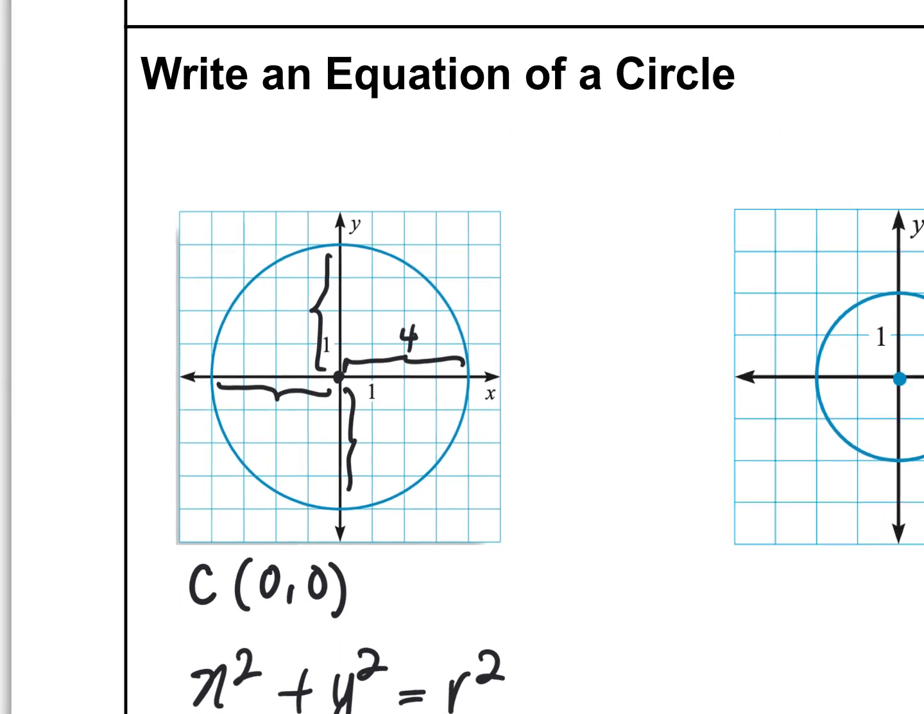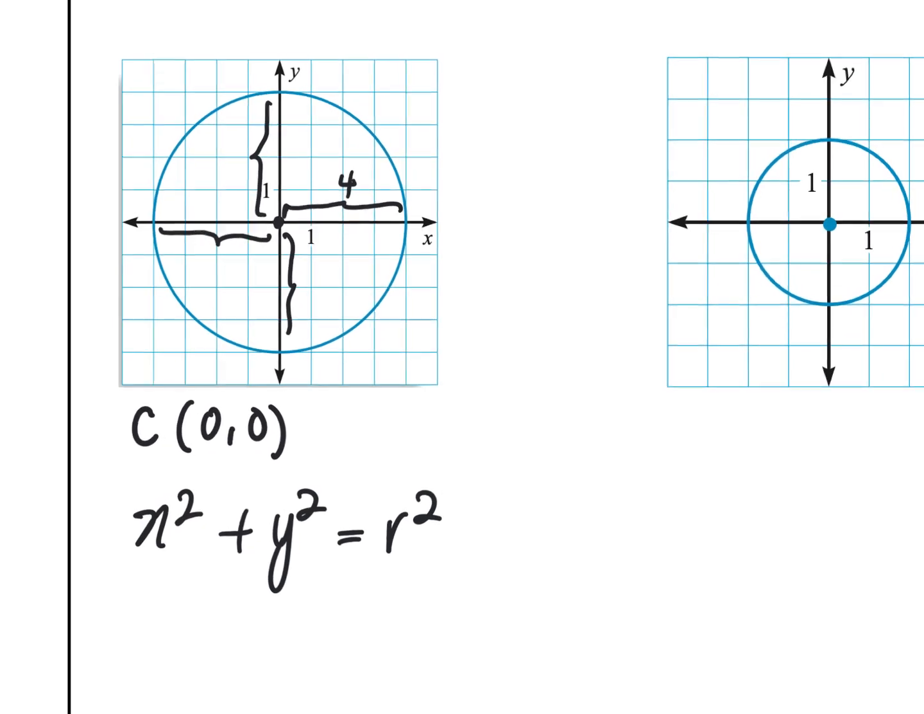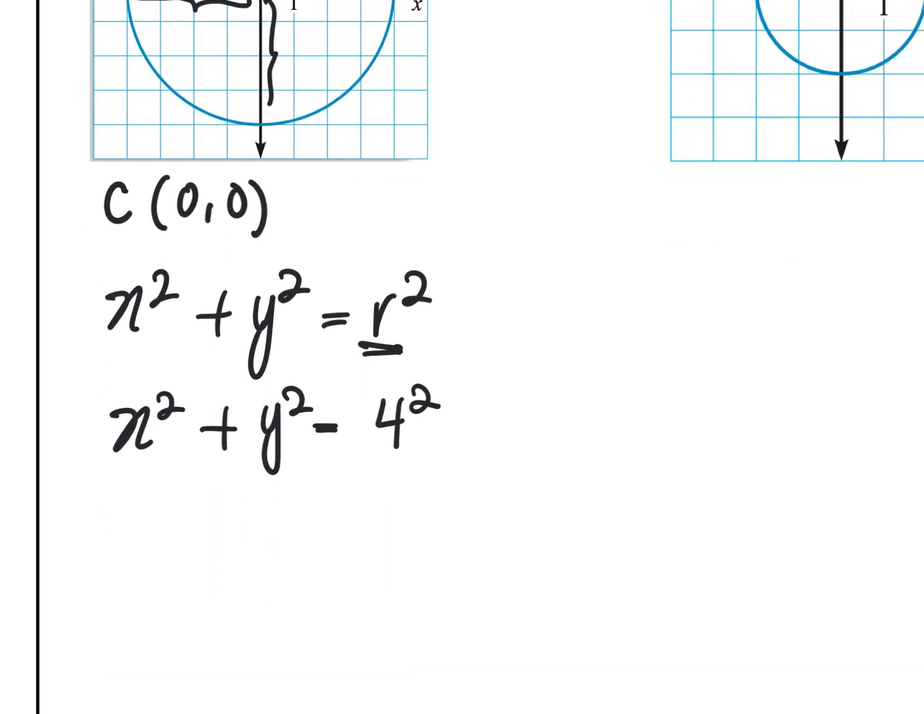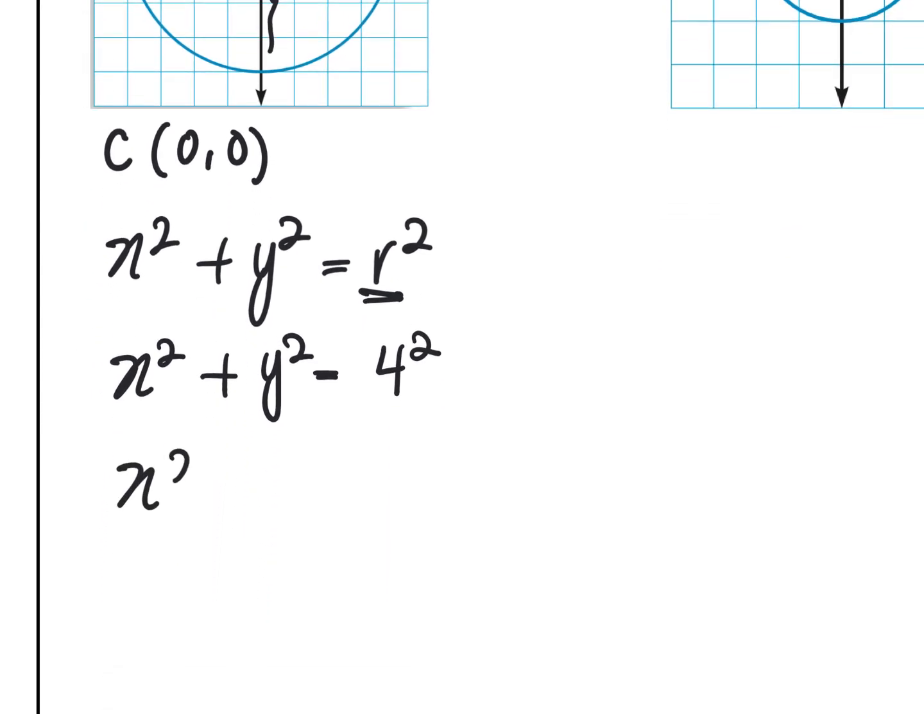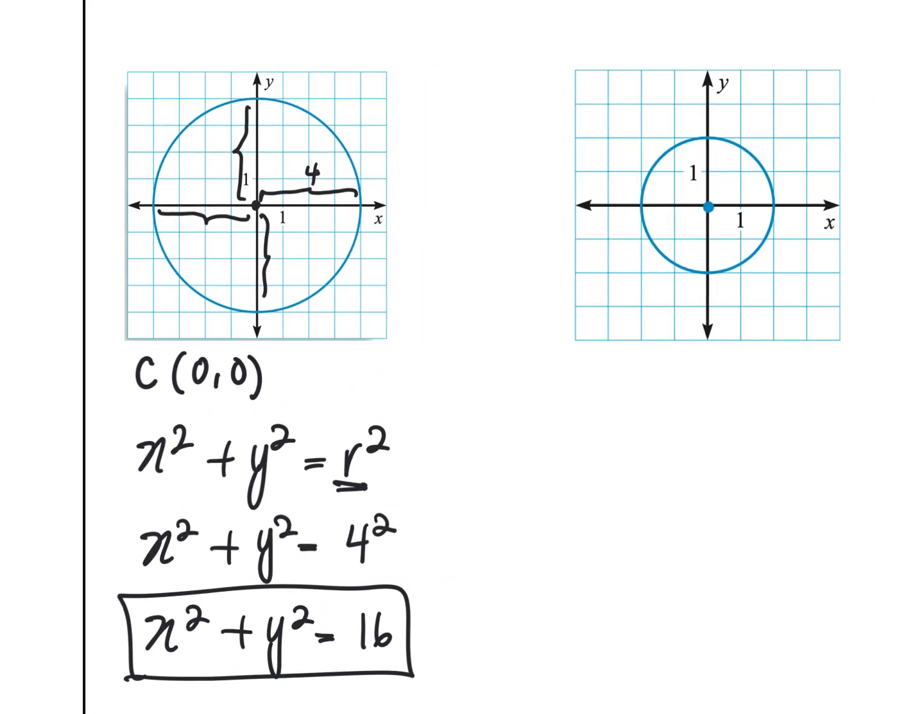So to write the equation of the circle with the center at the origin, we can just fill this up with the radius size. So that's going to be x squared plus y squared is equal to 4 squared. Now, this is not yet fully simplified. The full answer here is x squared plus y squared is equal to 16. So with this given circle, this is the equation of our circle.